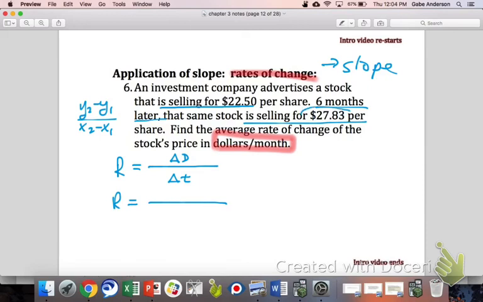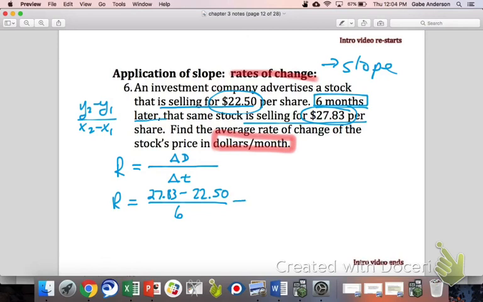So that tells me that $27.83, that is the second price of the stock, the one that's into the future. So that's going to be my y2, or my d2 in this case, so $27.83, minus my d1, which would be my original price, minus $22.50. All I'm really finding is the change in the price of the stock, or the change in the dollar value of the stock. And then the change in time, of course, is right here. It is 6 months, so I'll just put a 6 right there. You could say 6 minus 0, but of course that's just 6.